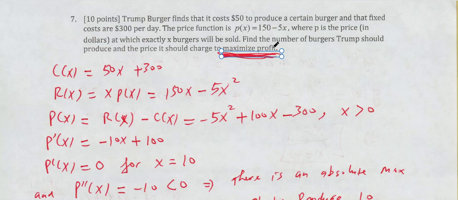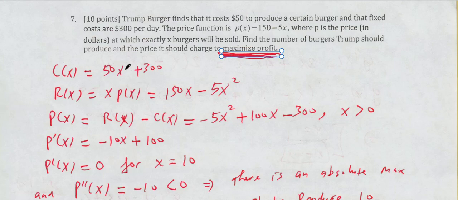Now, again, the key point here is the profit function. We need to get the profit function. We know that the cost function c of x can be found by the information here. It's $50 for each burger that we produce.